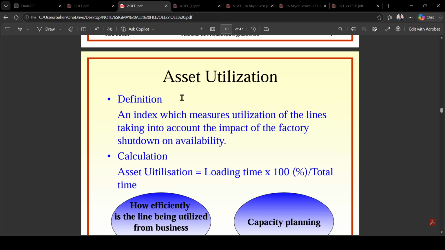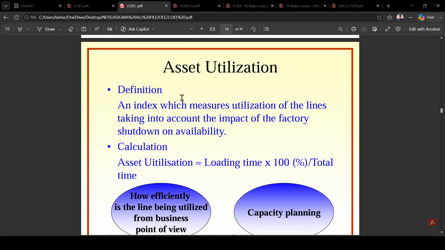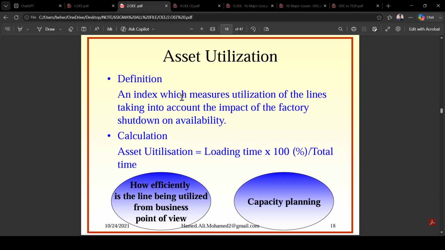Definition: an index which measures utilization of the lines, taking into account the impact of factory shutdown on availability. Calculation: asset utilization equals loading time times 100% divided by total time. How efficiently is the line being utilized from a business point of view?